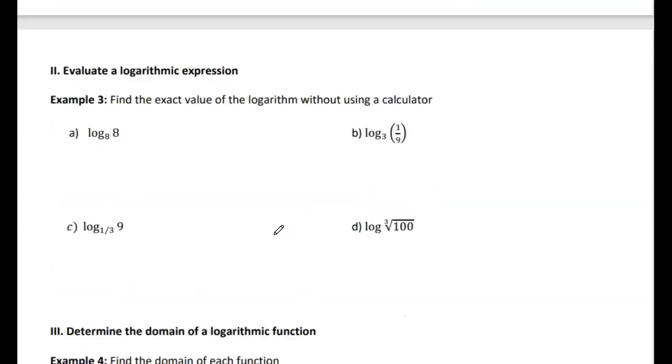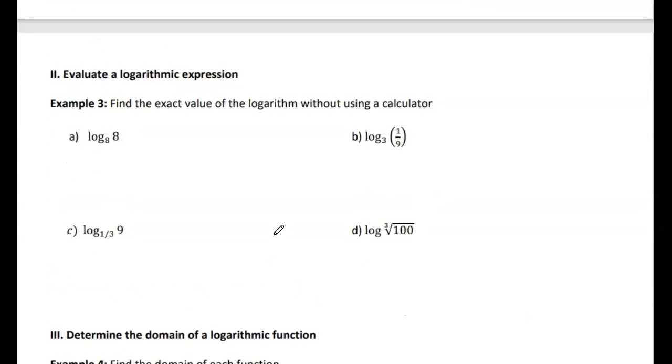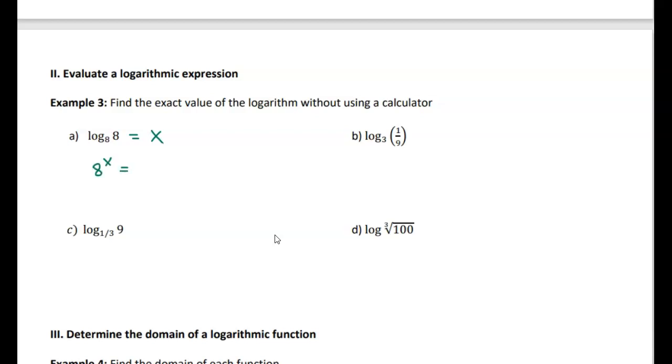Let's evaluate. We're going to use these properties of logs to evaluate without using a calculator. So we have log base 8 of 8 equals a number. We're trying to figure out what the number is. So let's change this to exponential form. We have the base 8 to the x equals 8. And we can match bases. This is 8 to the 1, so we get x equals 1.